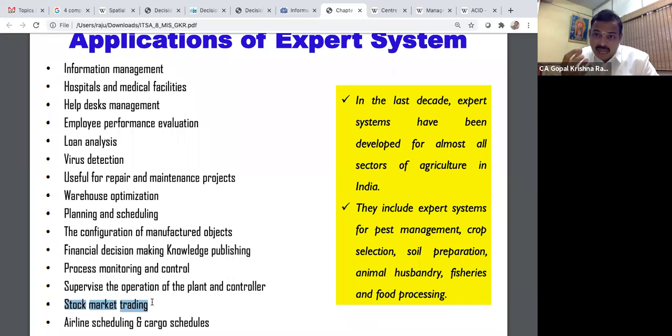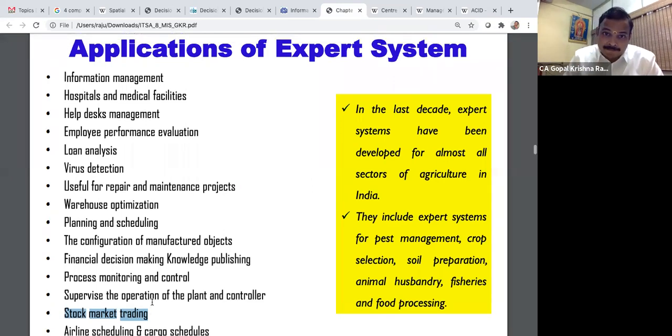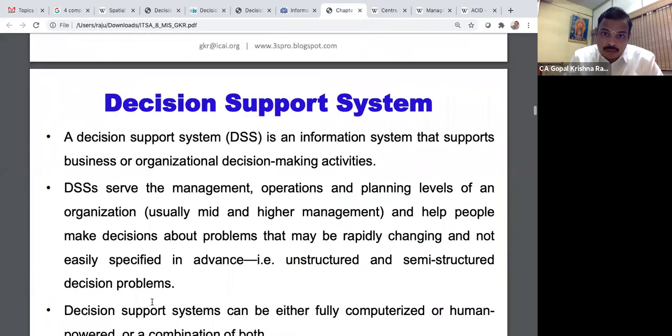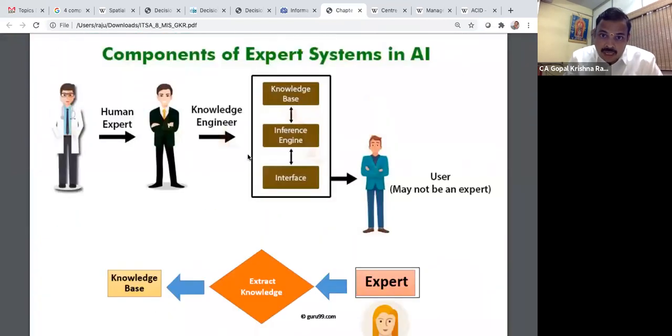It will have a, please look here, knowledge base. It will have a knowledge base. That means the past data, and it will infer from the knowledge base based on the present share prices whether it is good to buy or good to sell. It is the time to buy or time to sell. It will give me the interface. It will give information to the user.